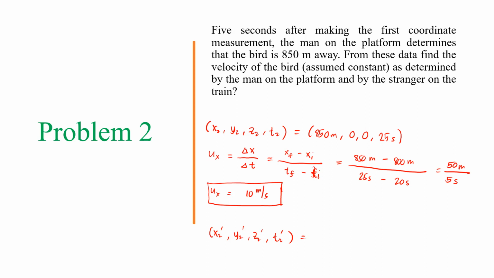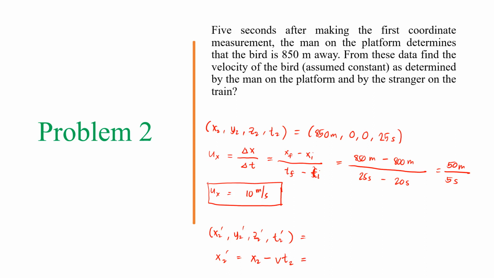Okay, so x sub 2 prime can be obtained by this equation: x sub 2 minus v times t sub 2. We have x sub 2, which is 850 meters, minus v, the velocity or the speed of the train, and t sub 2, which is equal to 25 seconds.